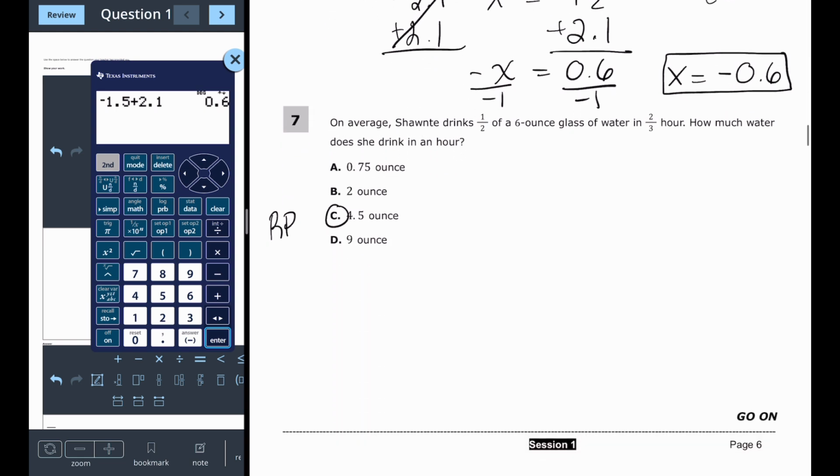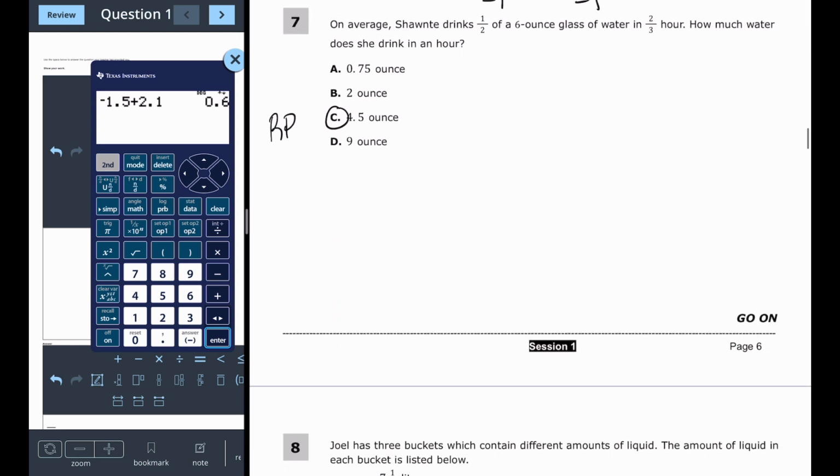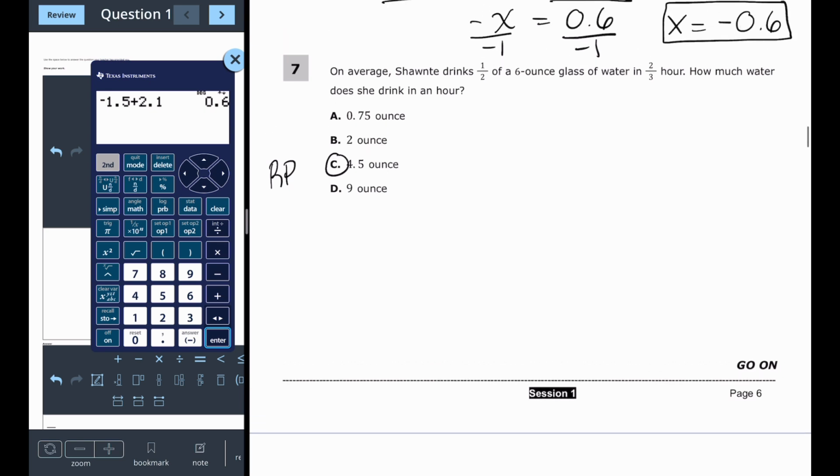Let's go to number 7. On average, Shantae drinks, this is where it gets tricky, hot spot, half of a 6-ounce glass in 2/3 hours. How much water does she drink in 1 hour? So I do want a unit rate. All right, so the first part, this is where it gets really tricky. What is half of 6 ounces? That's just 3 ounces. So she drinks 3 ounces in 2.5 hours. I want to know how much she drinks in 1 hour.